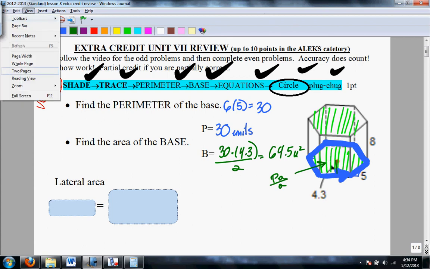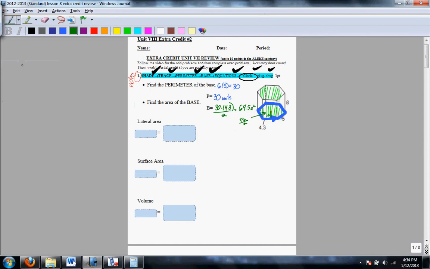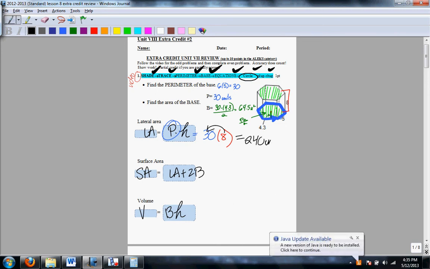Now we write out our 3 equations for cylinders. For cylinders, we're going to have lateral area equals perimeter times height. Surface area equals lateral area plus 2 bases. Volume equals base times height. So our perimeter here is going to be 30. So this is 30 times our height, which is 8. 8 times 3 is 24, so this is 240 units squared.